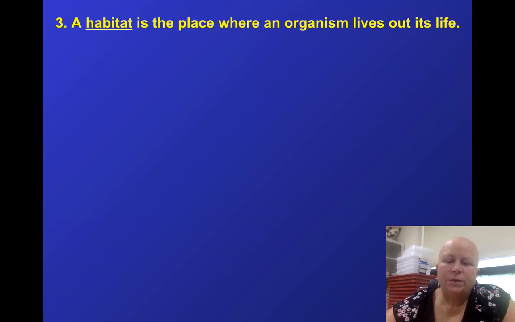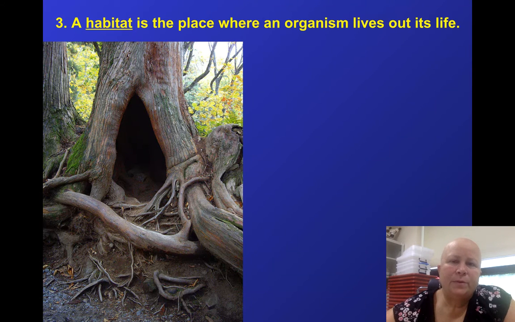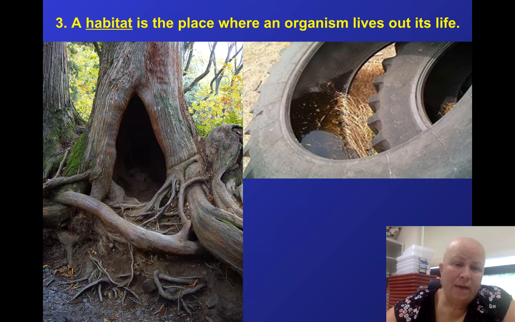Now we're going to start to define the different parts of an ecosystem. The first is a habitat. A habitat is the place where an organism lives out its life. So for example, you might have an organism that lives in this hollowed out tree. You might have organisms that live in the soil among the roots. But these are a couple of examples of habitats.